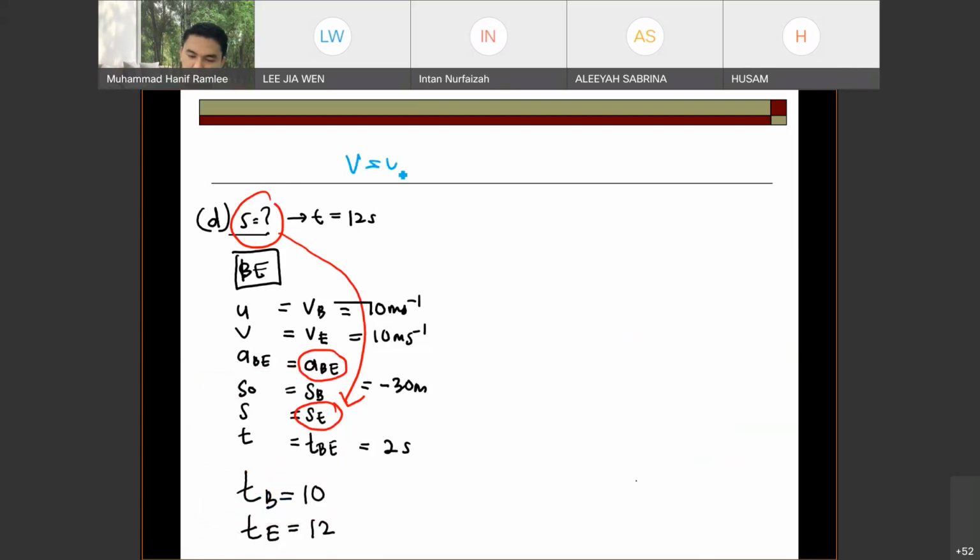V equals U plus AT, or V square equals U square plus 2A(S minus S naught). Okay, so you can use this formula to get the answer, or maybe you can go straightforward and use this formula to get the answer.